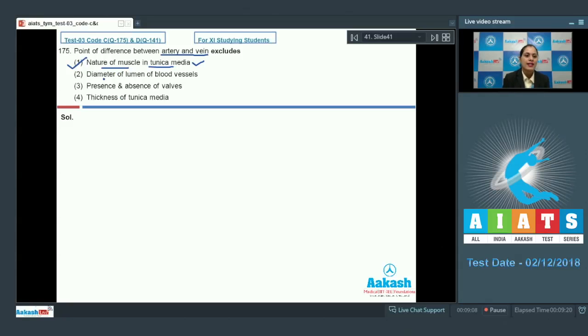The next option is diameter of lumen of blood vessels, and based on this we can differentiate between artery and veins, as arteries have a narrower lumen in comparison to veins. So this cannot be the correct answer. Our next option is presence and absence of valves, and based on this we can differentiate between artery and veins because veins have valves but arteries lack valves. So this is an incorrect option. Our last option is thickness of tunica media, and based on this also we can differentiate between artery and veins, so this cannot be the correct answer. So the correct option is option number 1. Let's proceed to the next question.